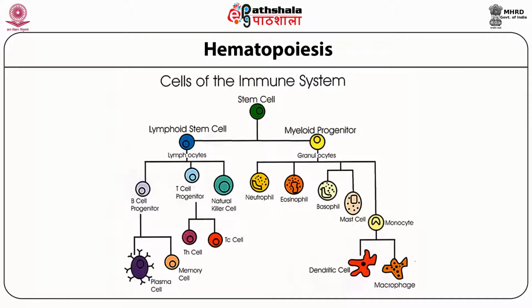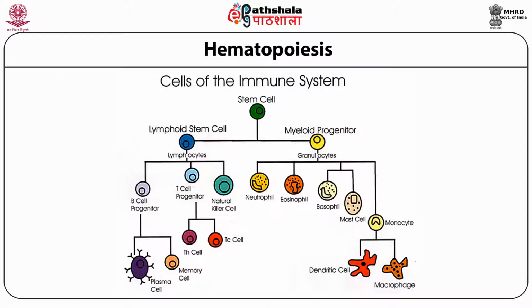Figure 2. This figure explains the various cells involved in the immune system. Again, it is showing there are two types of cell lineages, lymphoid and myeloid. From the lymphoid lineage, lymphocytes and natural killer cells arise. Whereas from myeloid progenitors, the cells like neutrophils, eosinophils, basophils arise, and these three cell types come under granulocytes.